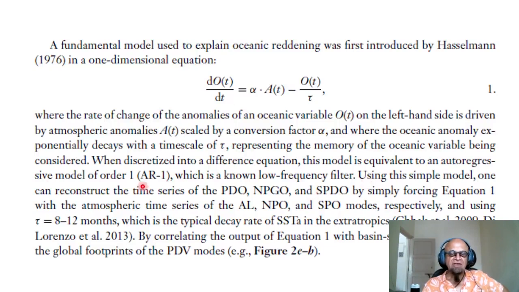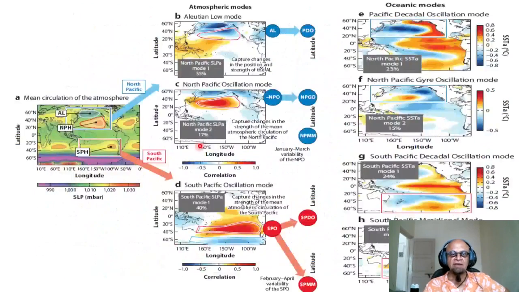Using this simple model, one can reconstruct the time series of the Pacific decadal oscillation, the North Pacific gyre oscillation, and the South Pacific decadal oscillation by simply forcing equation 1 with the atmospheric time series of the Aleutian low, North Pacific oscillation, and the South Pacific oscillation modes respectively, and using decay time scales of 8 to 12 months, which is the typical decay rate of SSTA in the extratropics. By correlating the output of equation 1 with basin scale SSTA, we recover the global footprints of the PDV modes. So that's what we looked at here.